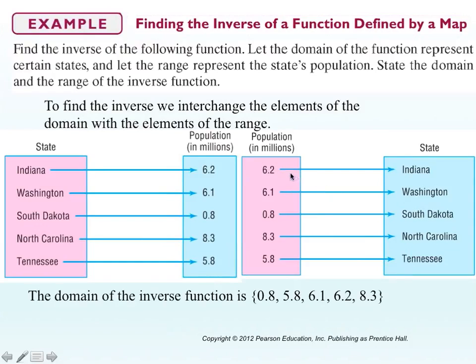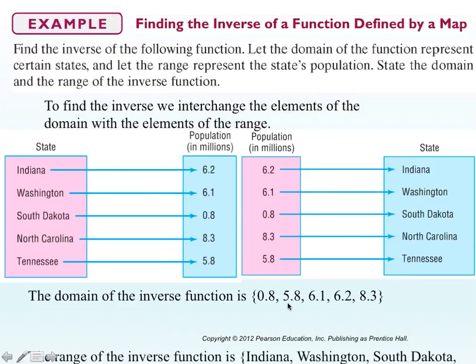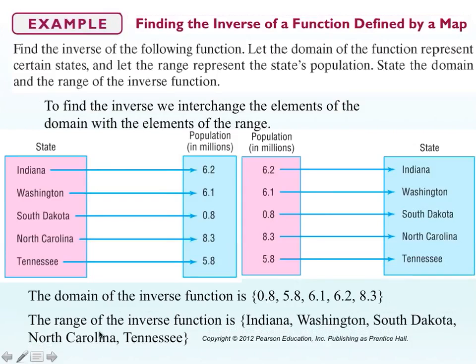So we know that the domain of our inverse is going to be the actual values here, the 6.2, 6.1, 0.8, 8.3, and 5.8, which have been written in ascending order for you. And then the range of the inverse is going to be Indiana, Washington, South Dakota, North Carolina, and Tennessee, because those are all of our outputs. So we have our inputs, which are our populations, and our outputs, which are the states.